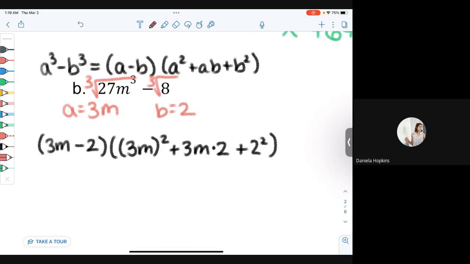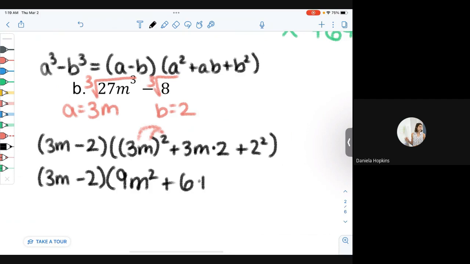So when I simplify here, this second parenthesis needs some cleaning up. This square goes to both parts here. So I have 3m minus 2 times 3 squared is 9m squared plus 3 times 2 is 6 plus 4. And that's my final answer.